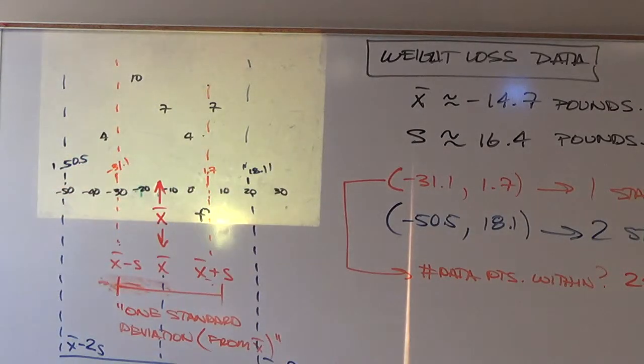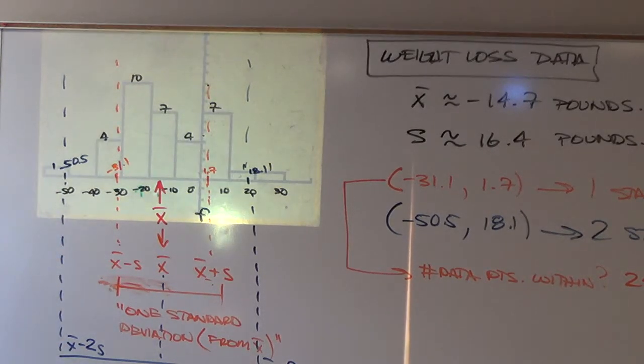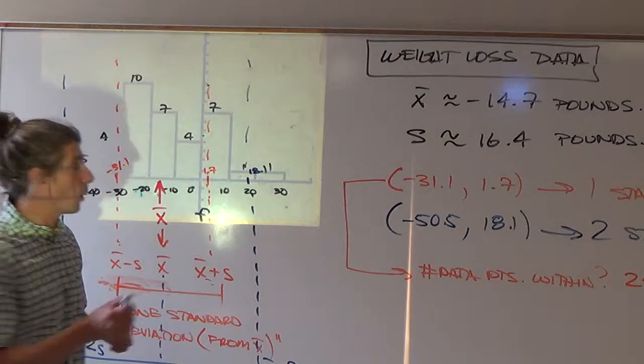Hold that number in the back of your mind, really far in the back of your mind right now, because it shouldn't mean anything to you right now. Now, do the same thing for two standard deviations. How many data points are between negative 50.5 pounds and 18.1 pounds?